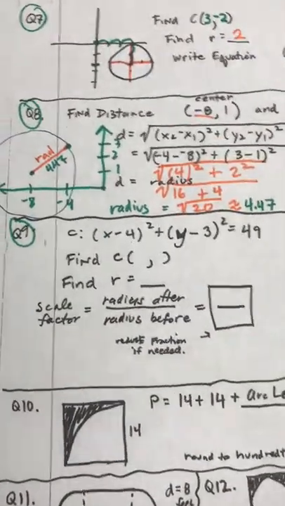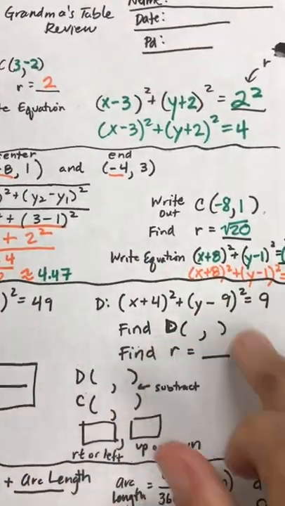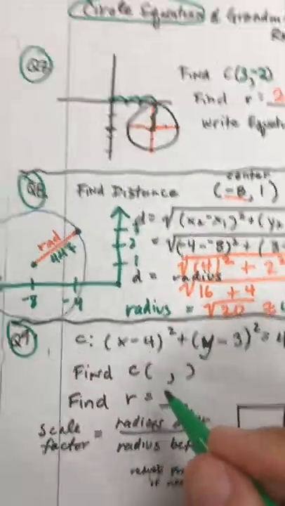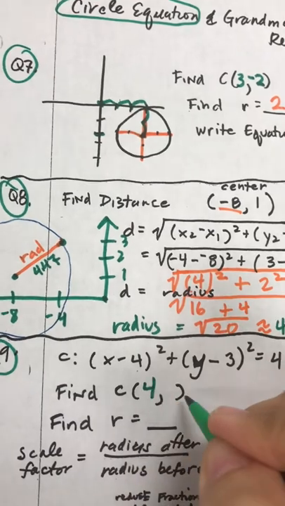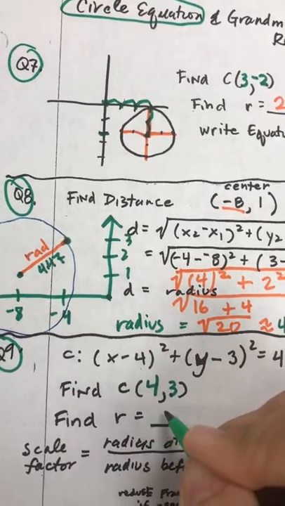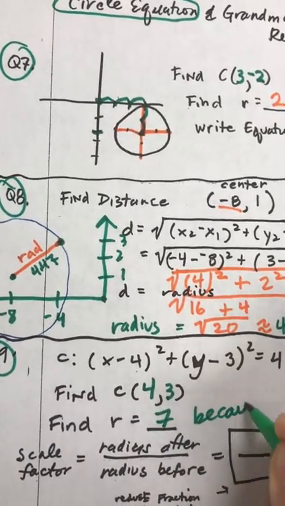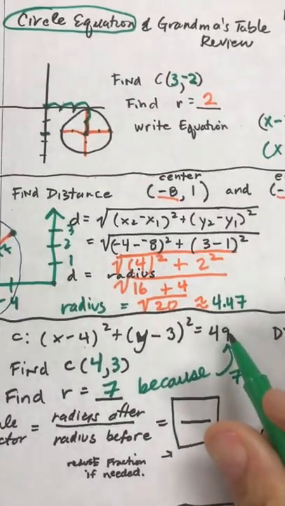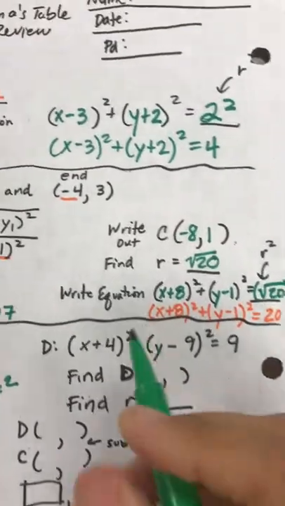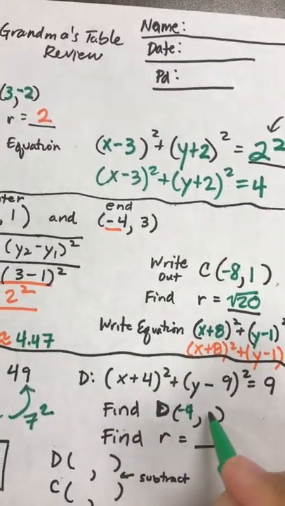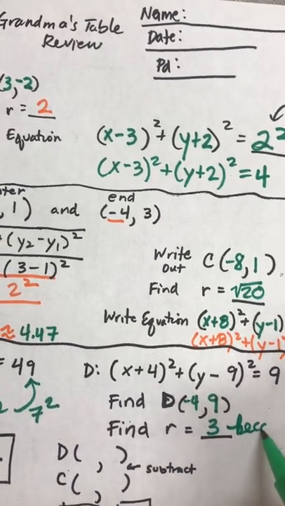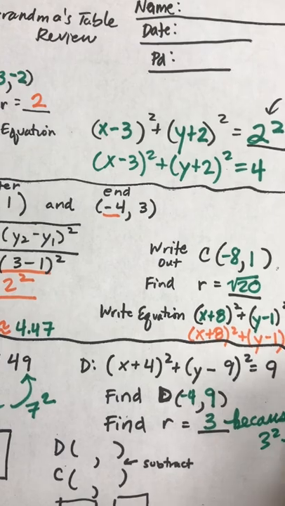Awesome. Next question. So take a minute, maybe pause the video, make sure you transfer this information, and then complete the problem and check your answer. So hopefully you got center 4, 3, radius 7, because 7 squared is 49. Okay, here, hopefully you got -4, +9, and the radius is 3, because 3 squared would give you 9.